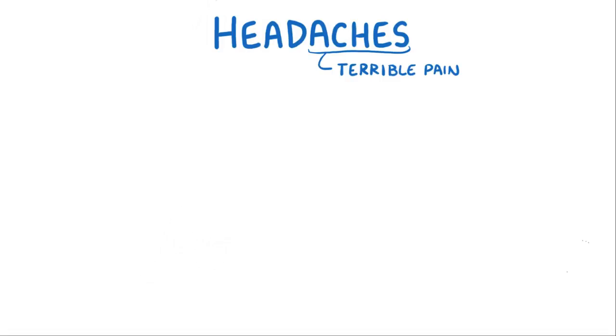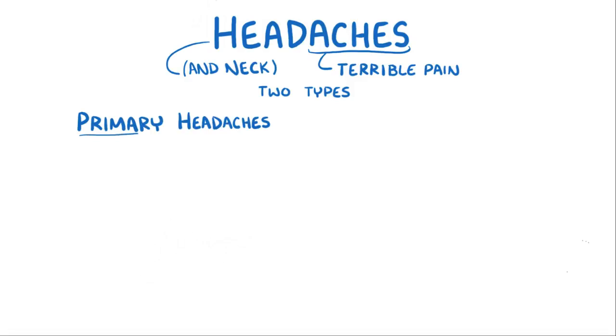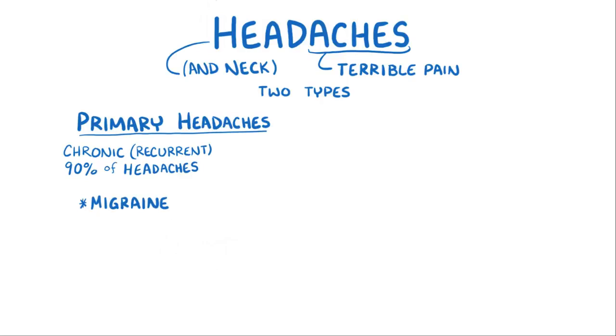Headaches are a type of pain in the head, and they can also be a pain in the neck. And there are two main types. The first are called primary headaches, and they're more common. These are chronic or recurrent headaches that account for over 90% of all headaches. Some examples are migraine headaches, tension headaches, and cluster headaches.